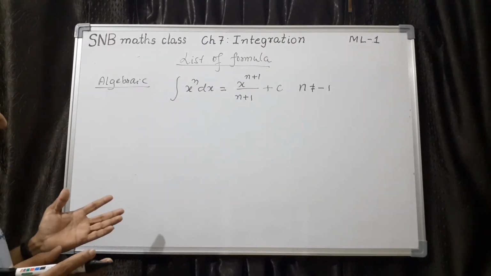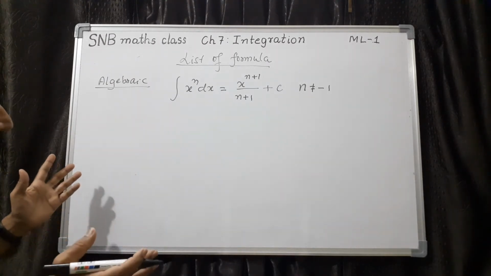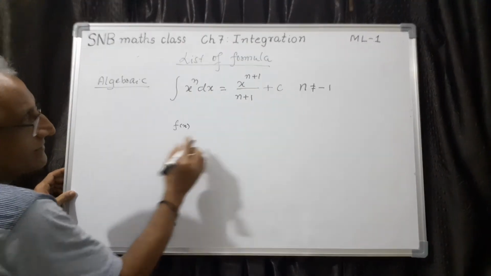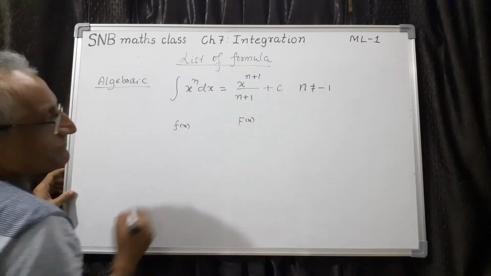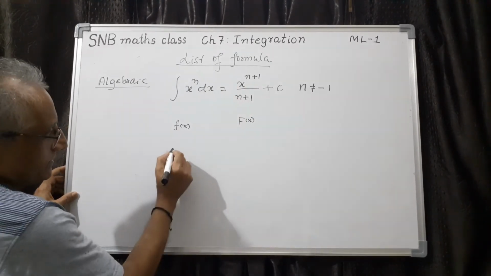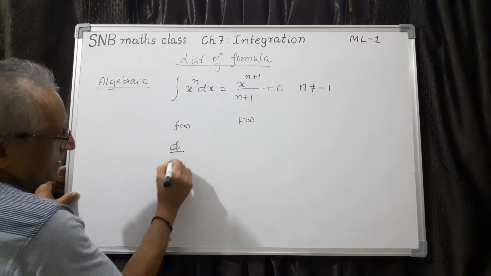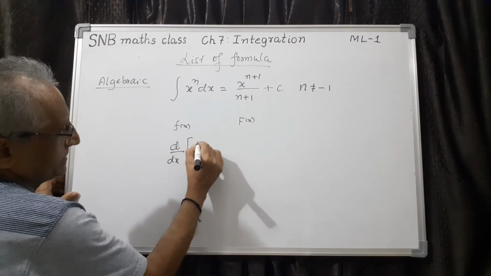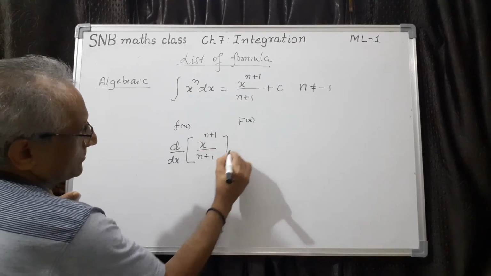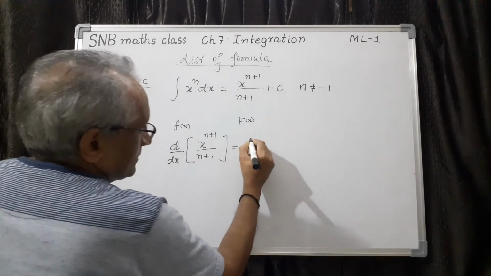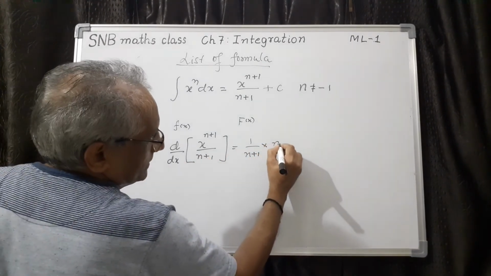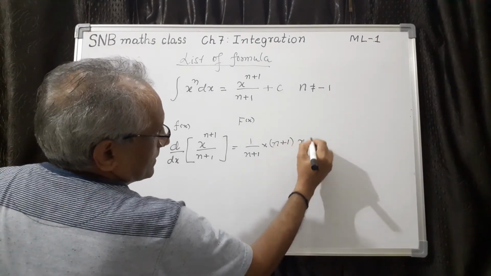Now, you may wonder why it is this formula. See, it is very simple. If you take this as small f of x, this should be our capital F of x. So, you check now. If you differentiate this, d by dx of x^(n+1) by (n+1), what will you get? n plus 1 is a constant, so it comes outside. Then use the differentiation formula. It is n plus 1 into x^n.